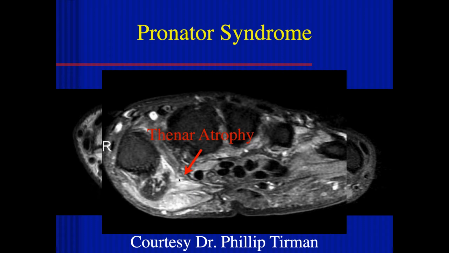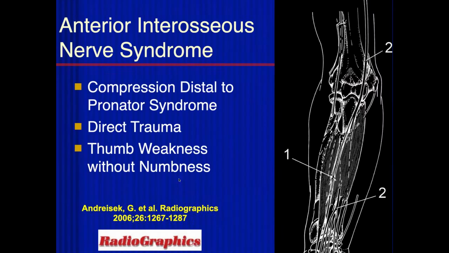Then if we go more distally, we get to the anterior interosseous nerve syndrome, which is a more distal involvement. It's usually from direct trauma. And here you get progressive thumb weakness, typically without numbness. But the pronator, the more proximal muscles, tend to not be involved with this.